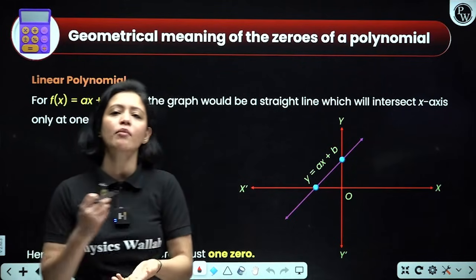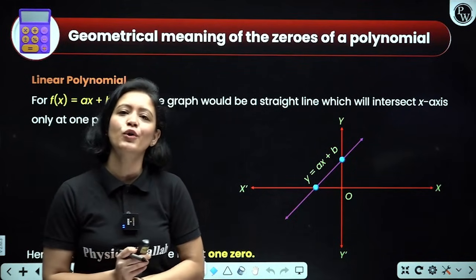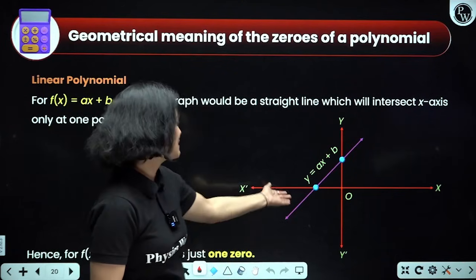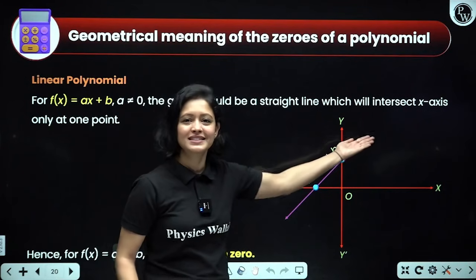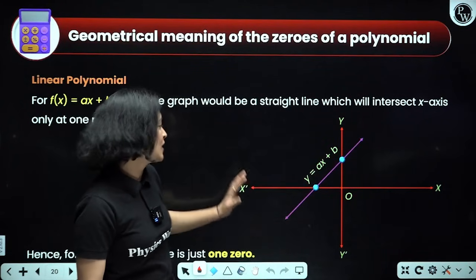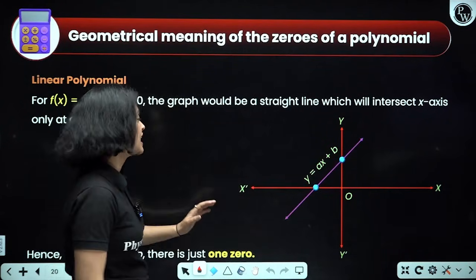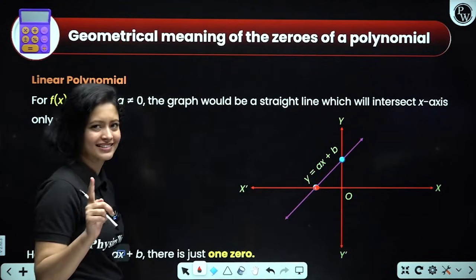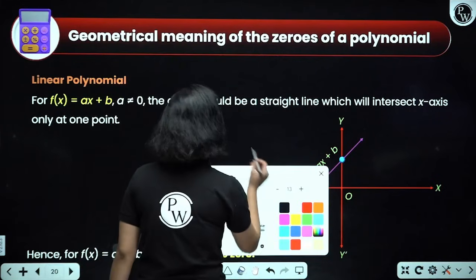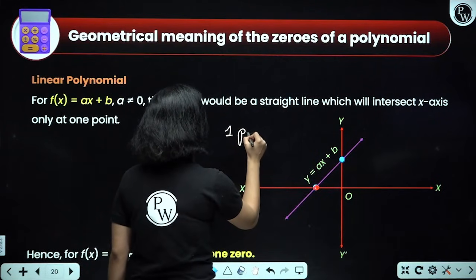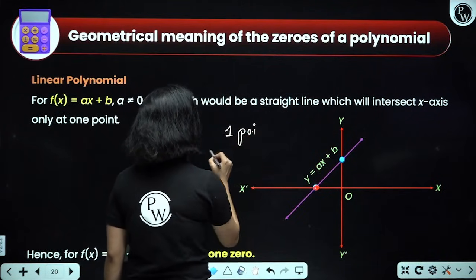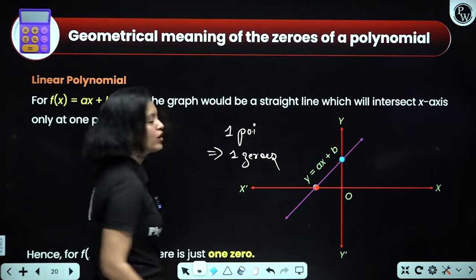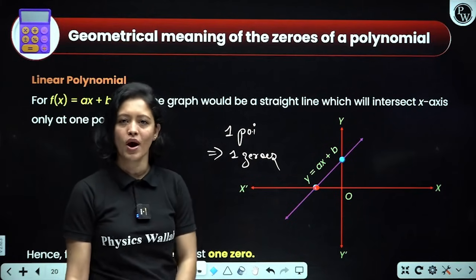So dekho bacha, when you talk about linear polynomials, on plotting linear polynomials you will always get a straight line, right? For example, here you can see y = ax + b. This is a straight line. Now a linear polynomial's graph is a straight line which will always intersect the x-axis at 1 point. How many points guys? 1 point. 1 point of intersection means 1 zero. So for a linear polynomial you will have 1 zero.